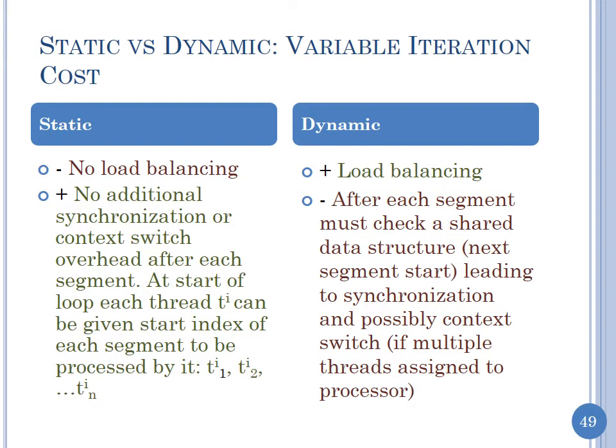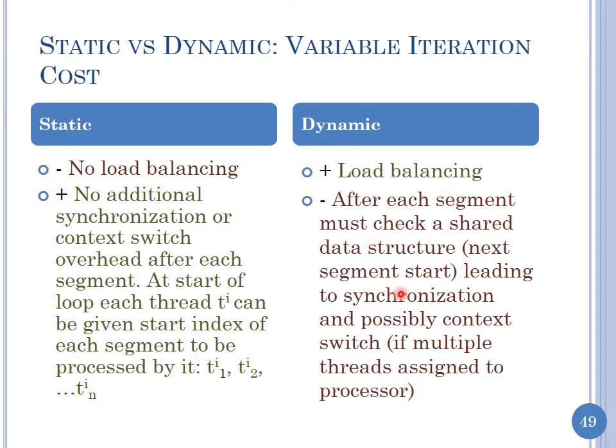With static, we have no load balancing. There's no shared data structure, no synchronization needed. At the start of each loop, each thread can be told, this is your first segment, this is your second segment, this is your third segment, and it can be given the start position of each of these segments, and it needs just that.